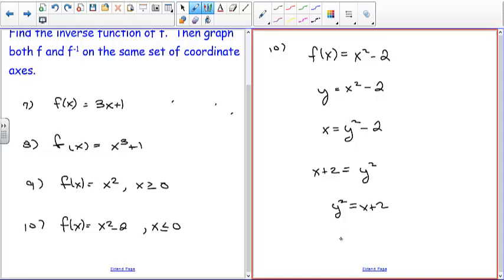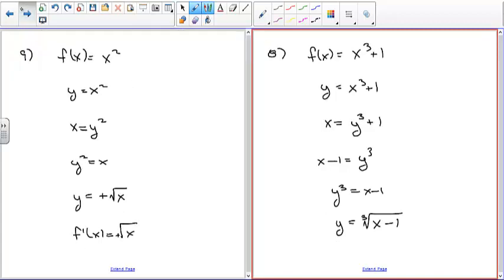Take the square root, so you get y is equal to plus or minus the square root of x plus 2. We're going to take the positive square root. We have to choose one or the other. So we got 2 more problems, but let's go ahead and graph what we have so far.